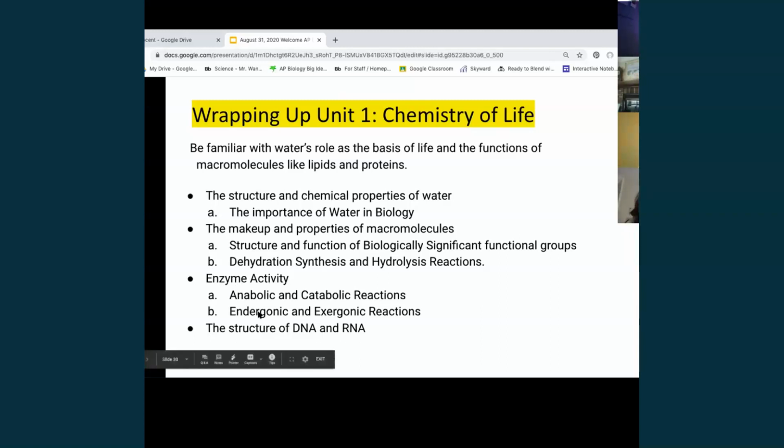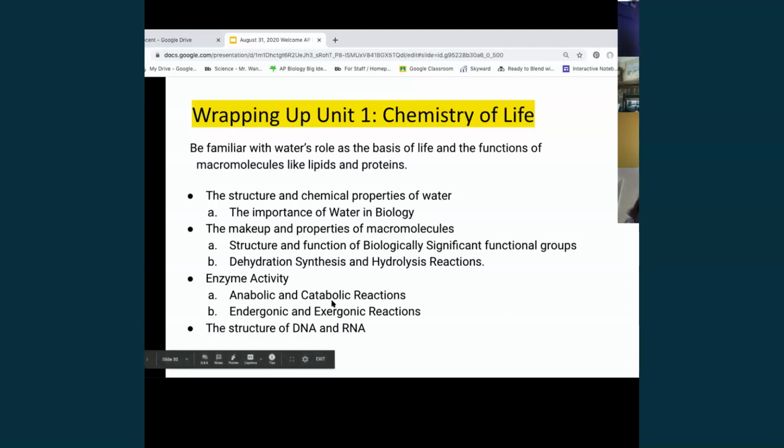But you'll also find it in the next couple of things I'm going to show you. Okay, so we did water, and we definitely want to know the properties of water and how those properties allow water to do what it does. So we want to talk about the makeup and properties of macromolecules. That's what we've been talking about, their functionality and how they work, how they're put together. We've covered the dehydration and the hydrolysis reactions. So enzymes, that'll come next.